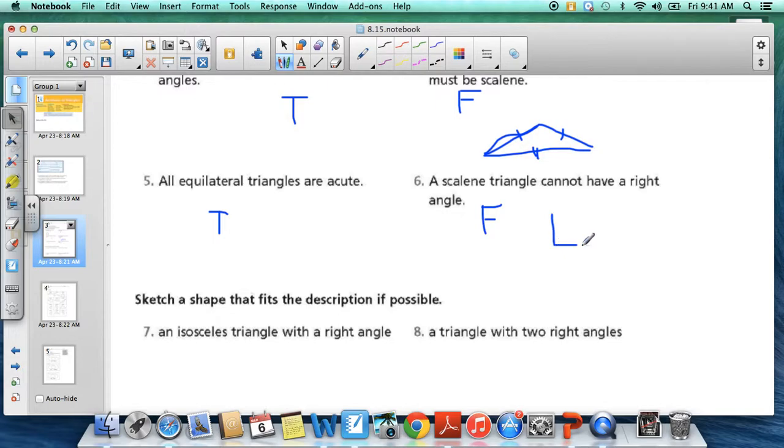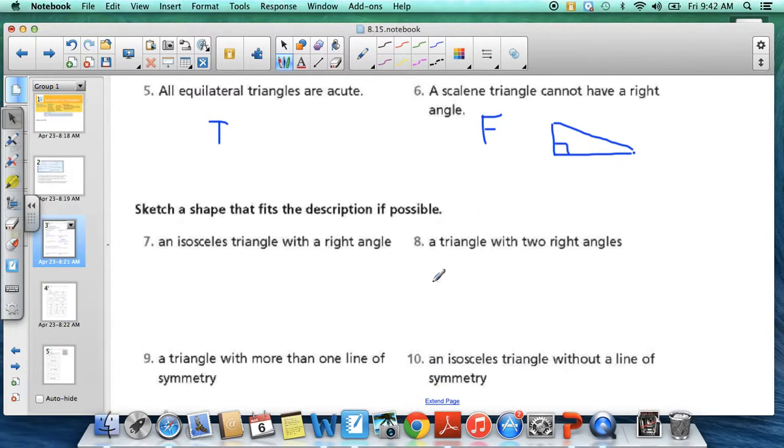Okay, there's one line. There's the other. Just pretend those meet in the middle. And then this will be a 90-degree angle. And that little line right there just signifies that that's a 90-degree angle. This angle right here where these two lines meet. Okay, so let's move on to 7.